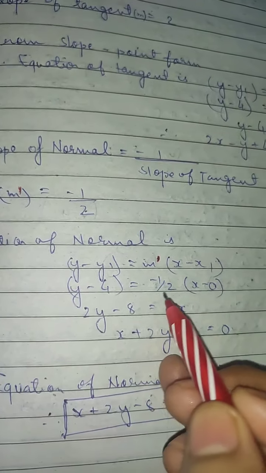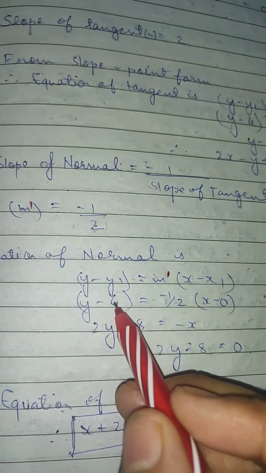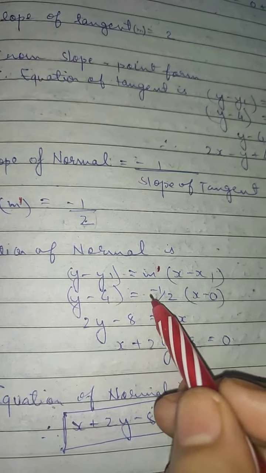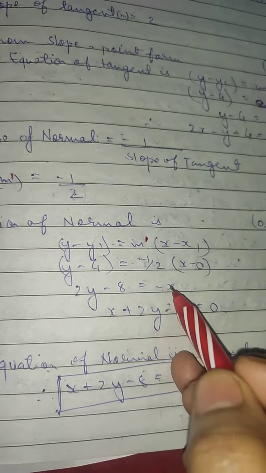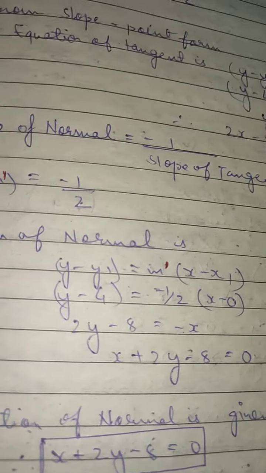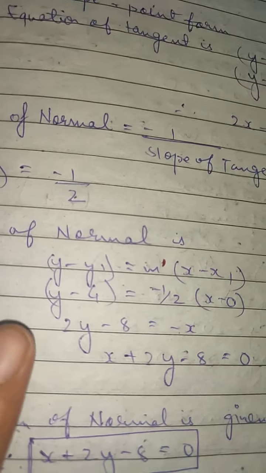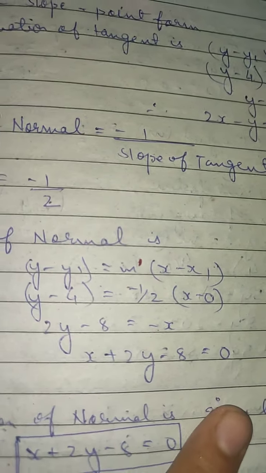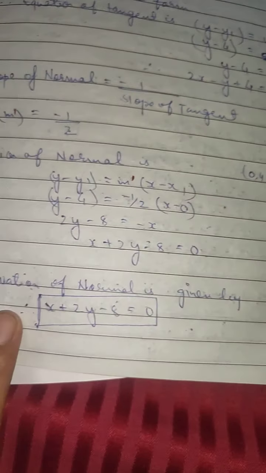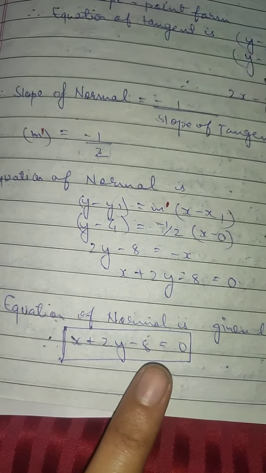Then this divide by 2 will come to this side, multiply. So 2 into y, 2y, and 2 into 4, 8, and minus into x, minus x. Then this minus x will go to the left side, because we always want the x value positive, it will become positive x plus 2y minus 8 is equal to 0. So this is our equation of normal. Therefore the equation of normal is x plus 2y minus 8 is equal to 0.